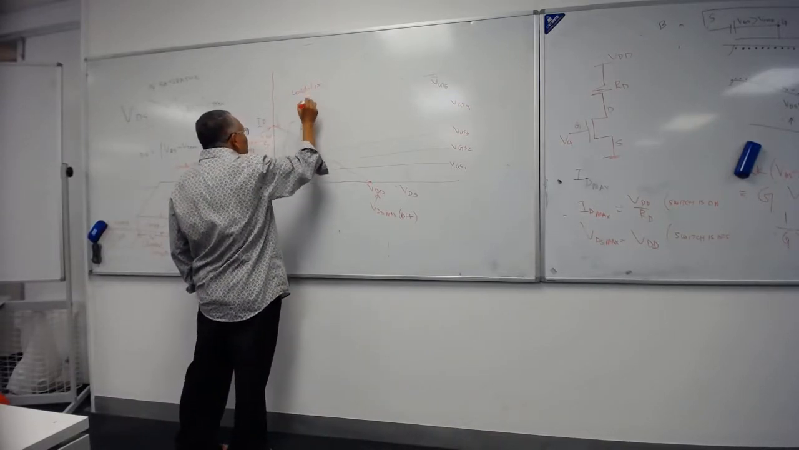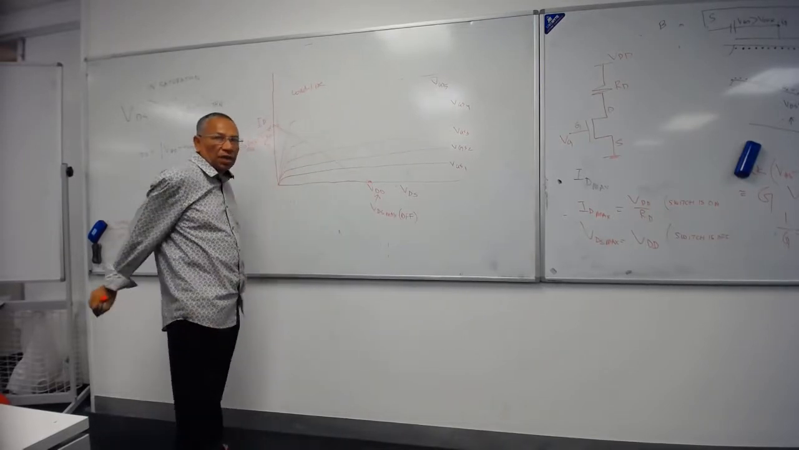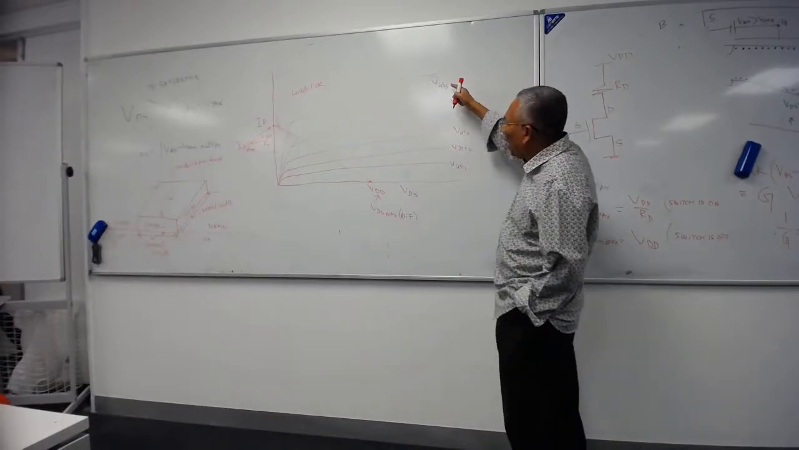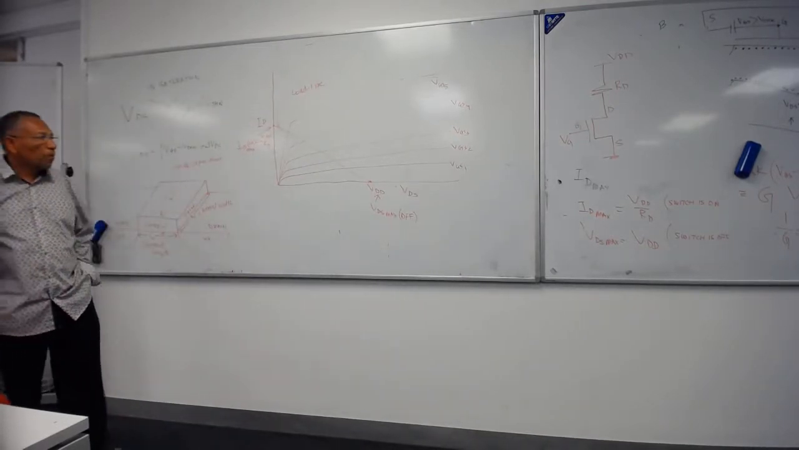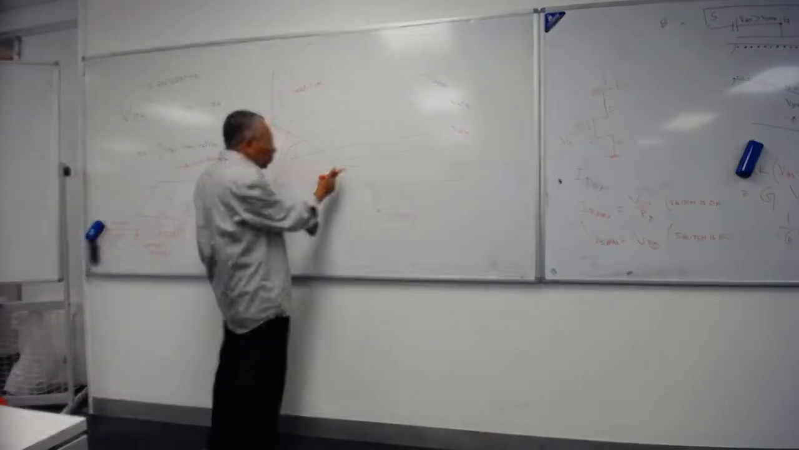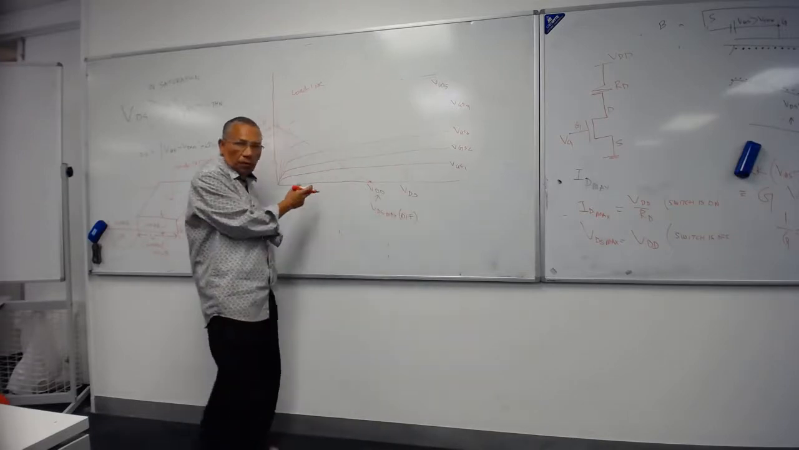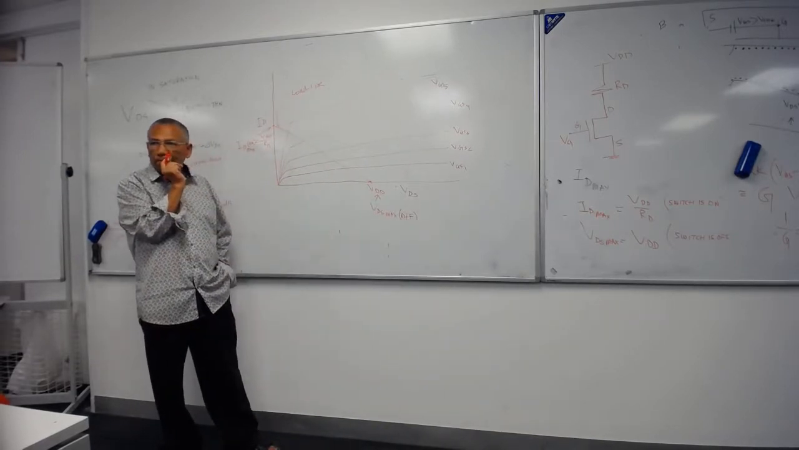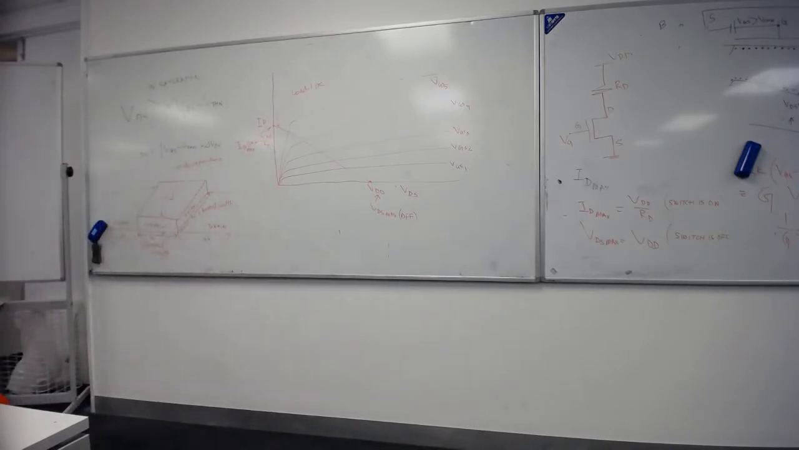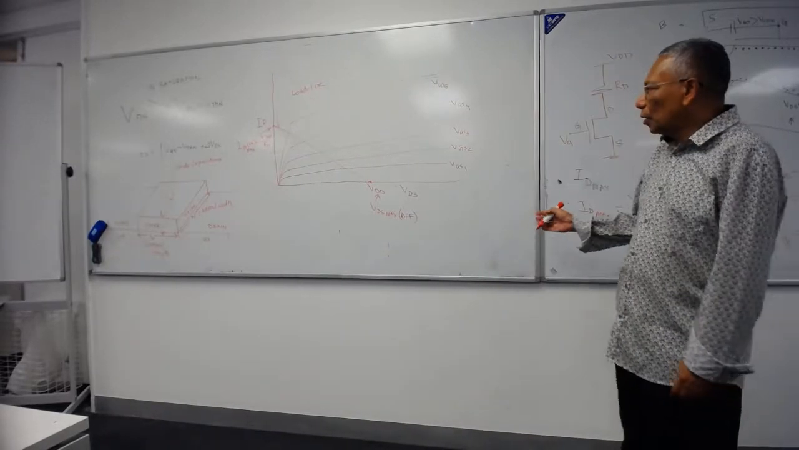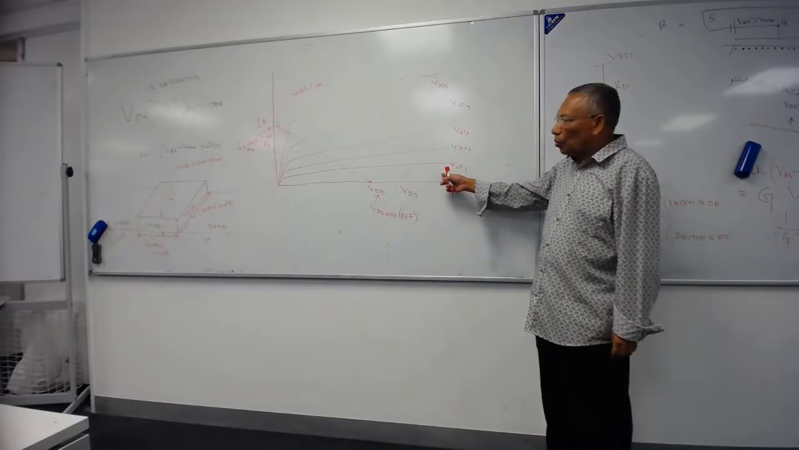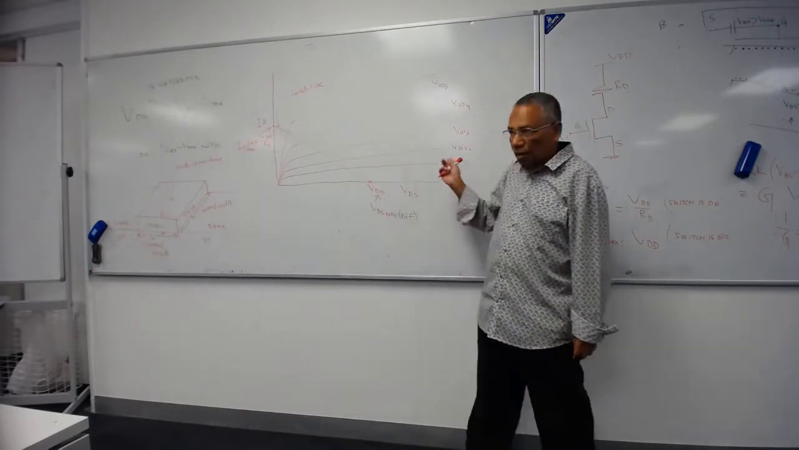The point of drawing the load line is that your operating point must be on this line, depending on what VGS you apply. So, should we choose a VGS equal to VGS1 to operate the switch? Should we choose this voltage as the gate voltage to operate as a switch? Then your operating point will be here. Should we choose this?